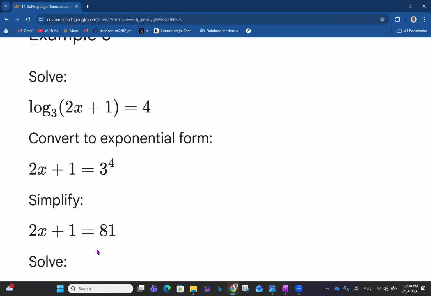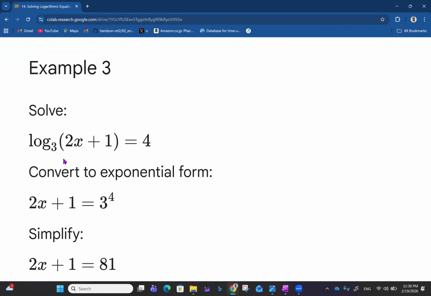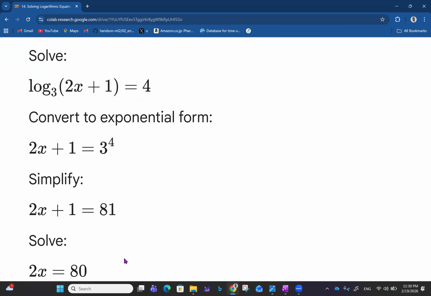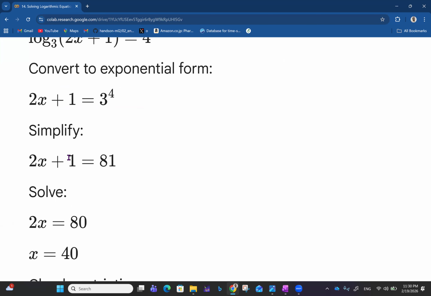So it's just straightforward. Again, we have log 2x plus 1 to base 3 equals 4. So convert to exponential form. That is 2x plus 1 equals 3 raised to power 4. And that means you have 2x plus 1 equals 81. The next thing is to simplify, and to do that, you subtract 1 from both sides because we're looking for x, so you remove everything bothering x. Plus 1 is the first thing we can remove from here. So subtract 1 from both sides, and you have 2x equals 81 minus 1, which is 80.